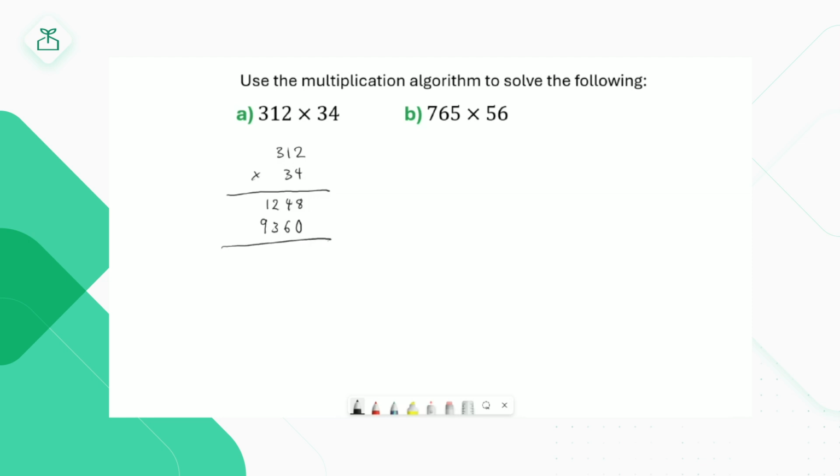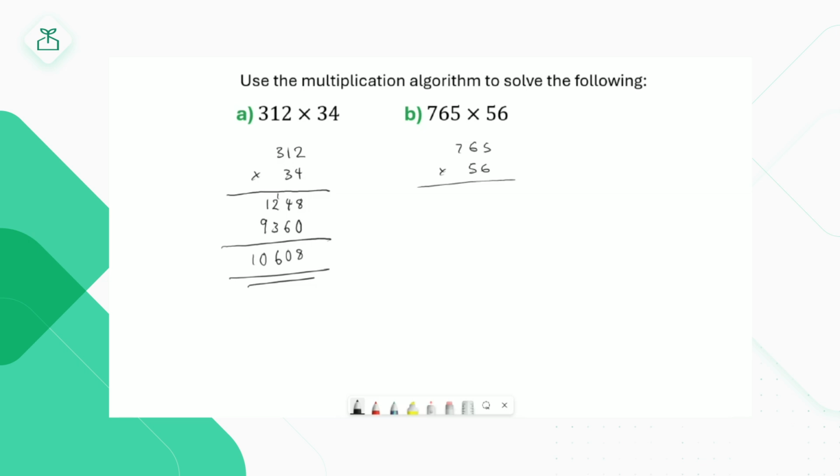Right, so add both these together. 8 plus 0 is 8. 4 plus 6 is 10, becomes 0, carry the 1. This becomes a 3, 3 plus 3 is 6, and 1 plus 9 is 10. So that should be your answer at the end of that. Let's look at B. So 765 multiplied by 56.